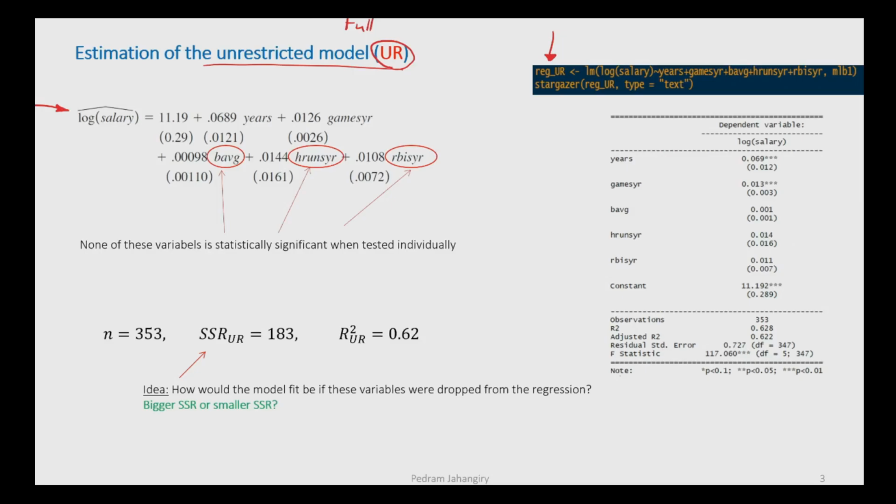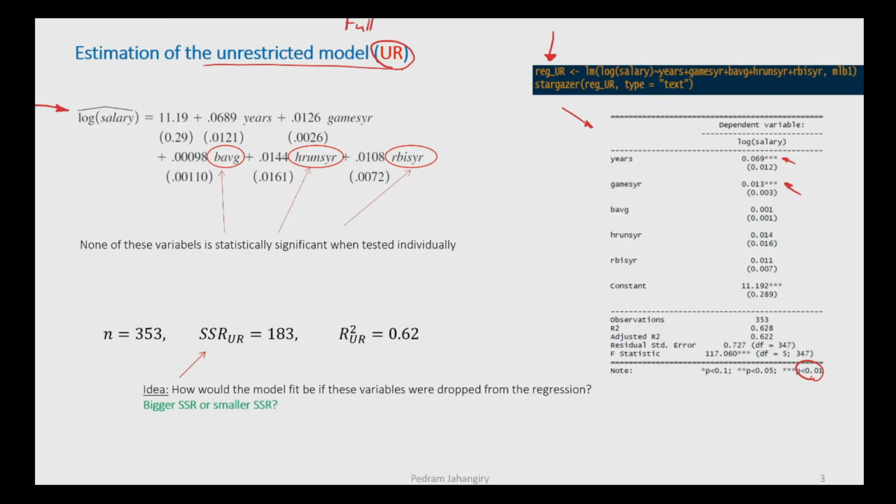Again, we're regressing log salary on these 5 coefficients, and this is the output. Look at the output. It seems that the number of years is significant at 1%. Look at that, the number of stars, the p-value is less than 1%, right? So at the 1% significance level, this variable, years, is significant. This variable, the average number of games per year, is also significant.